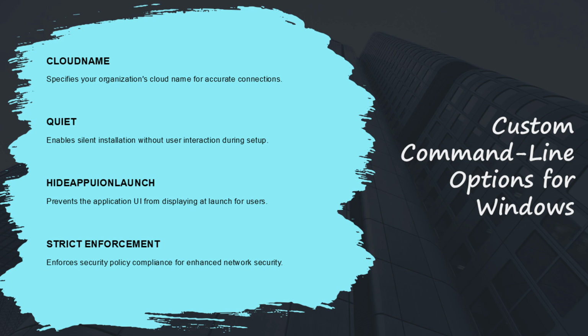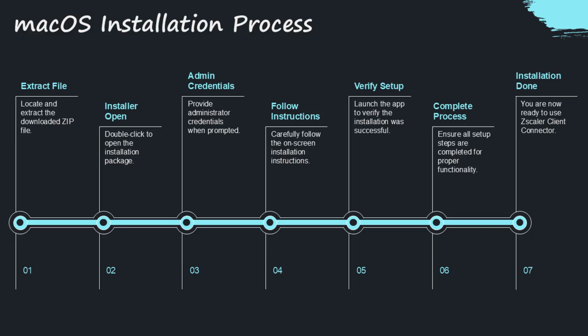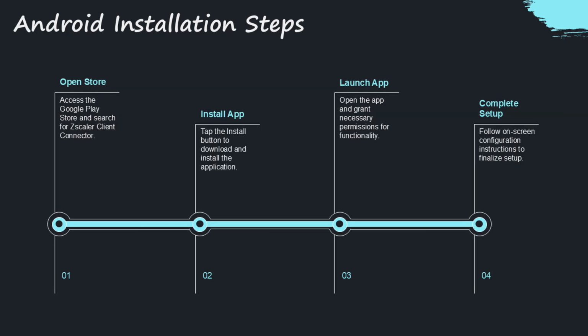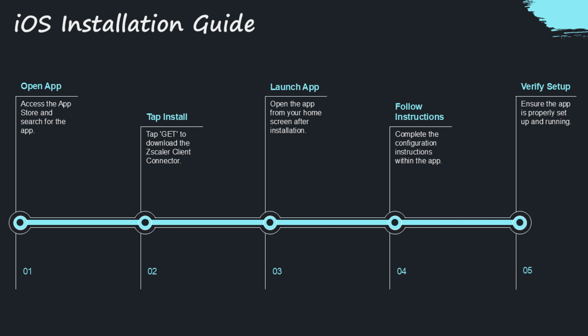administrators can use command line options such as Zscaler-Windows-4.4.0.379-Installer-x64.msi --user domain equals example.com. Additional installation parameters can customize the deployment experience. For example, cloud name specifies the organization's cloud name. Quiet enables silent installation. Hide app UI launch prevents the user interface from appearing at launch. Strict enforcement enforces security policies, and policy token applies specific policy configurations.